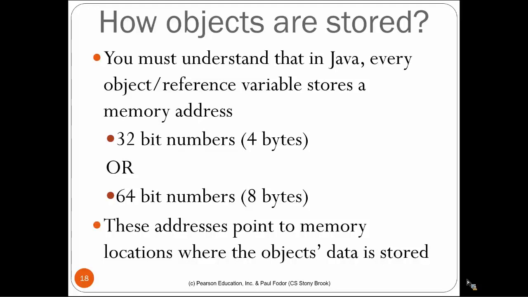These addresses point to the memory locations where the objects are actually stored in memory. This was important in the past for programming languages like C, where you can actually read and do pointer arithmetic with these pointers, with these addresses. However, in Java, all of this is hidden from you. So you do not have access to these locations directly. You cannot do arithmetical operations with addresses.